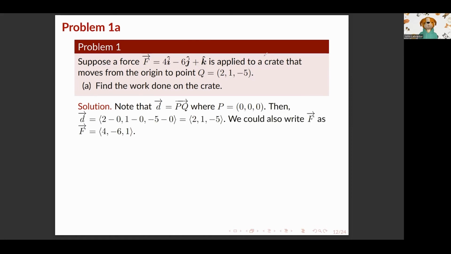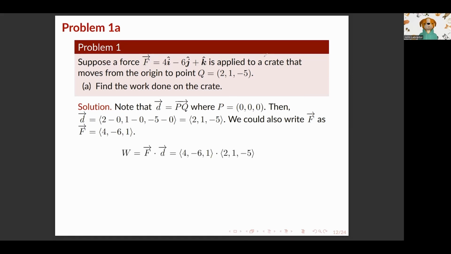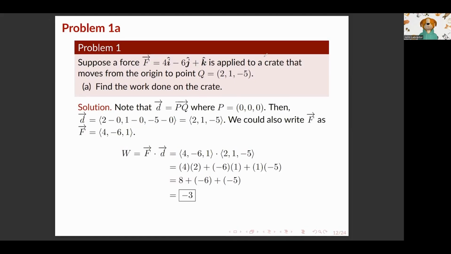So for an easier shortcut right here, we will just copy the coordinates of Q and put it in a position representation. We could also write vector F that way. So we can now find the work. Work is just the dot product of vectors F and D. So we apply the formula.